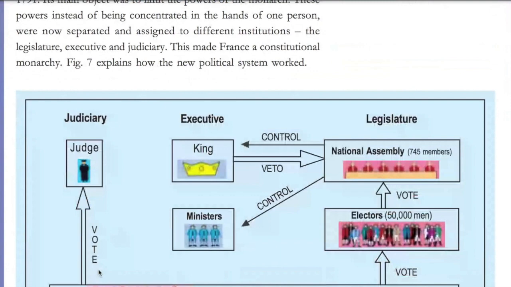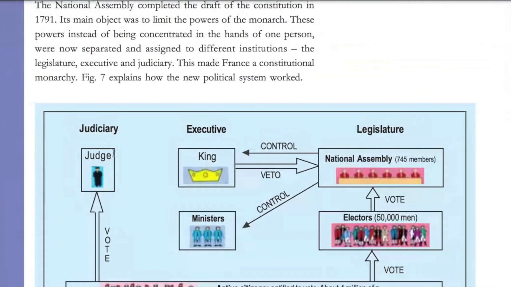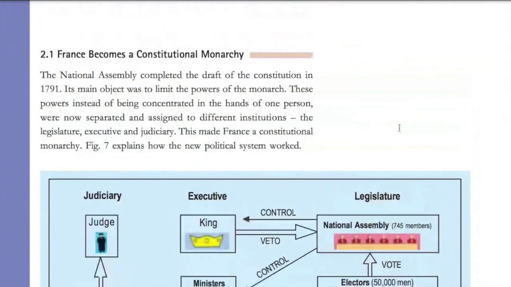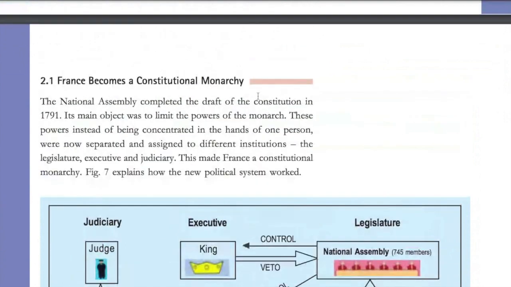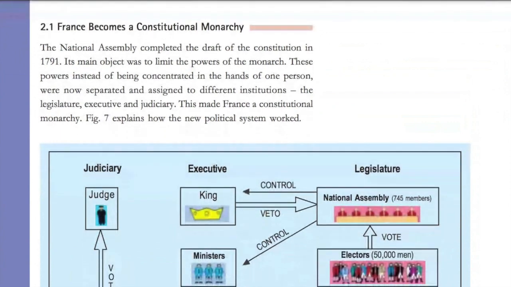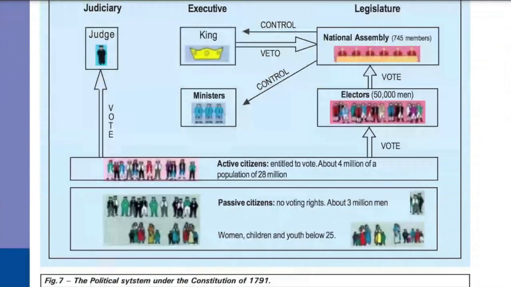So this was the system that they had: judiciary, executive, legislature. The legislature had a national assembly of 745 members. Electors voted to the national assembly. The national assembly took care of the king. So the powers were not concentrated now. The control was also in the ministers and the king, but it was monitored by the National Assembly. So France became a constitutional monarchy in 1791. Write it down: France becomes a constitutional monarchy in 1791.